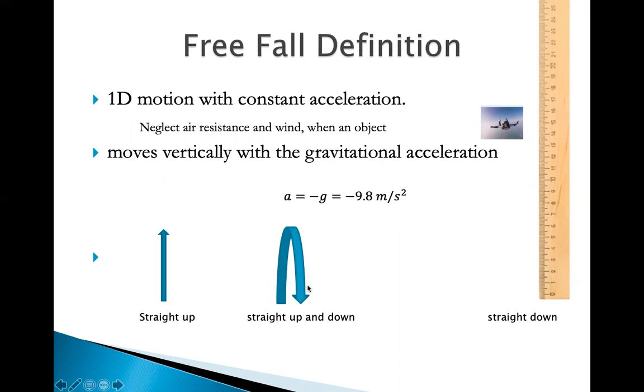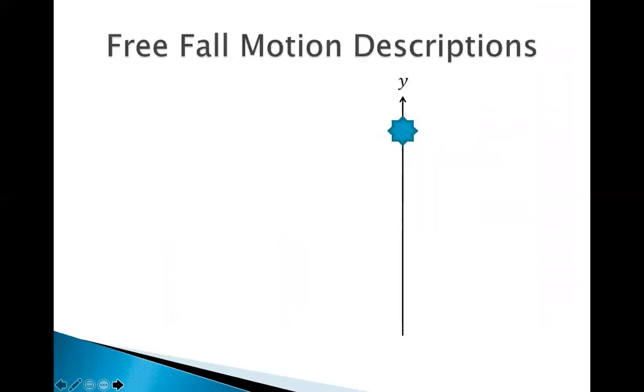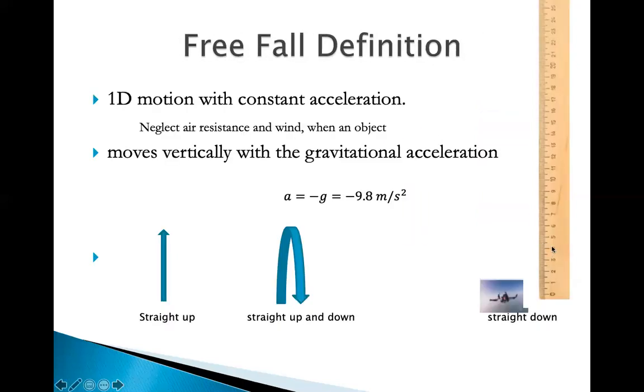So this is a schematic diagram. And what about straight down? For example, an object falls straight down. That of course is called free fall motion. So in summary, free fall motion just means the acceleration is the gravitational acceleration. Whether it's going up and down or straight down, they're all called free falls. So that's straight down. We use this ruler to measure the displacement.